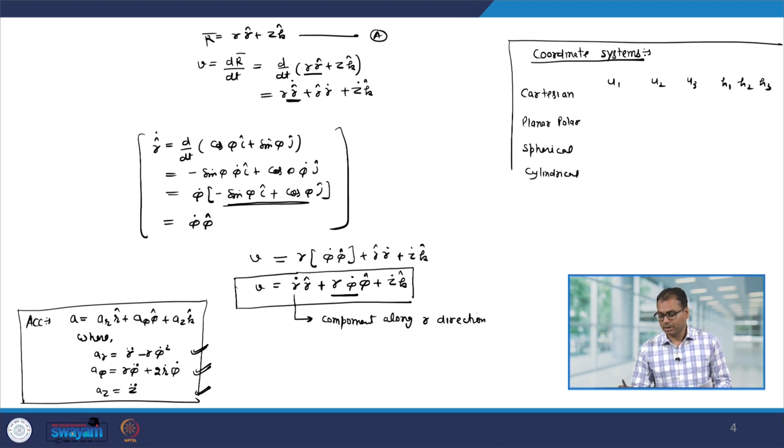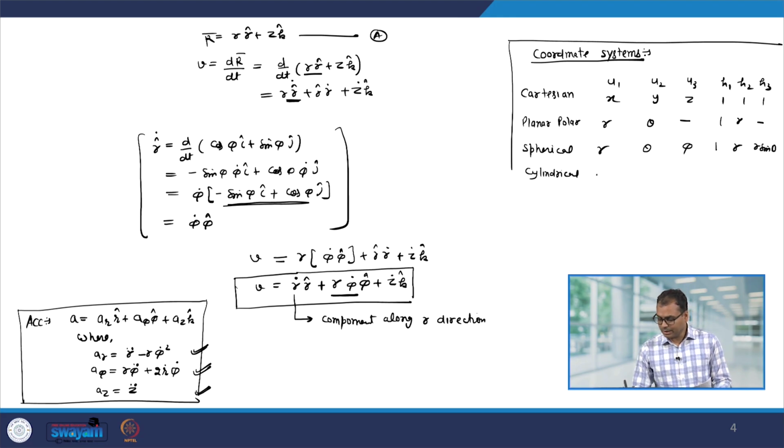For Cartesian coordinate, u1 was x, u2 was y, u3 was z, and h1, h2, h3 were 1, 1, 1. The planar polar coordinate system was defined in 2 dimensions. Therefore, there was no u3, we have r and theta, and h1 and h2 were 1 and r. For a spherical coordinate system, we have r, theta and phi, and h1, h2, h3 were 1, r, r sin theta.